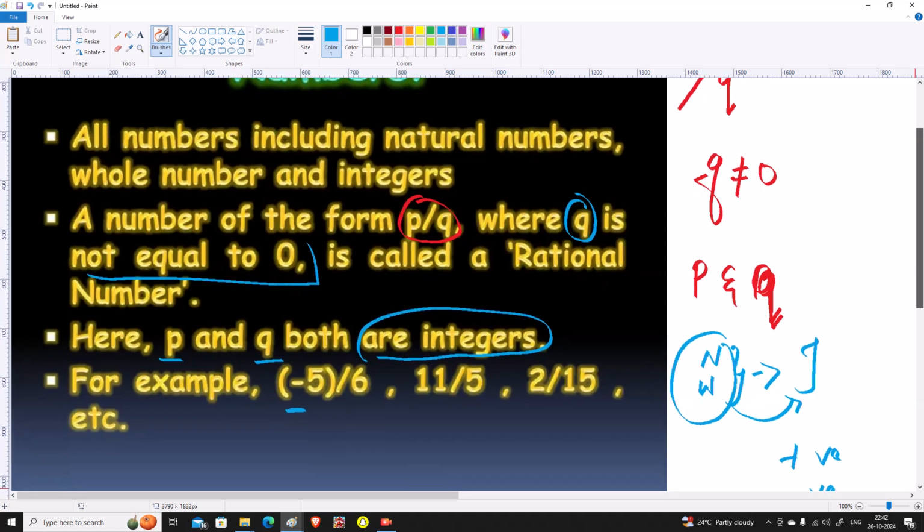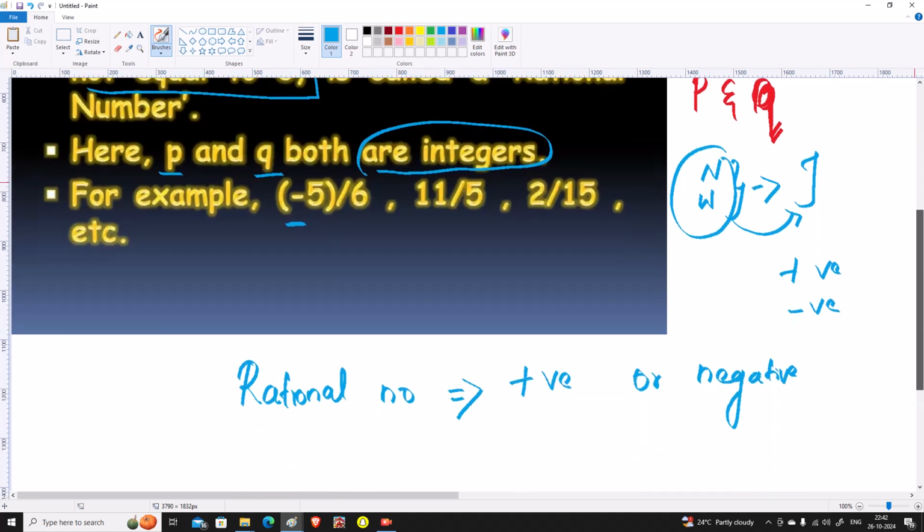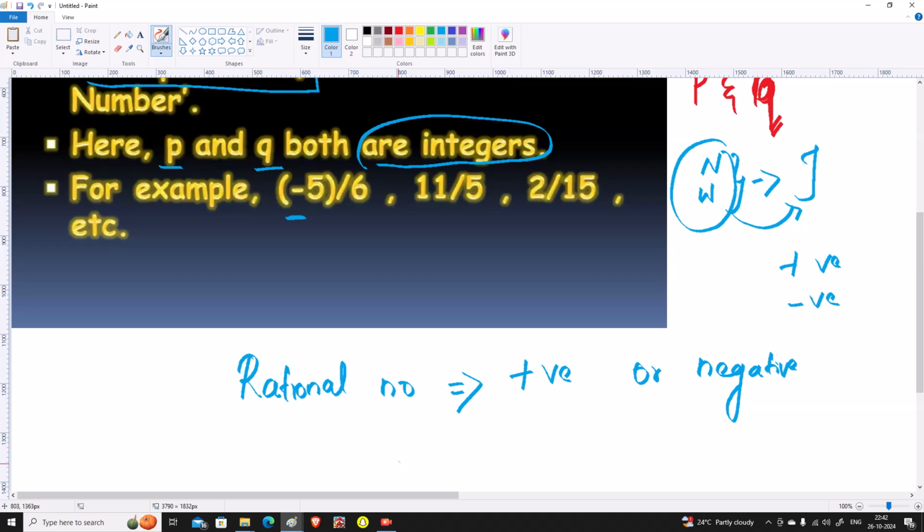So according to the rational number, the number which can be represented in the form P by Q, and Q is not equal to 0. P and Q are co-prime, which is the lowest form of the fraction, and a rational number can be either a positive or negative integer. So in the next class we will see the continuation of the introduction of rational numbers.